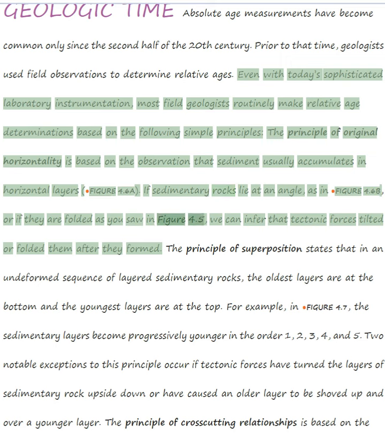The principle of superposition states that in an undeformed sequence of layered sedimentary rocks, the oldest layers are at the bottom and the youngest layers are at the top. For example, in Figure 4.7, the sedimentary layers become progressively younger in the order 1, 2, 3, 4, and 5. Two notable exceptions to this principle occur if tectonic forces have turned the layers of sedimentary rock upside down or have caused an older layer to be shoved up and over a younger layer.